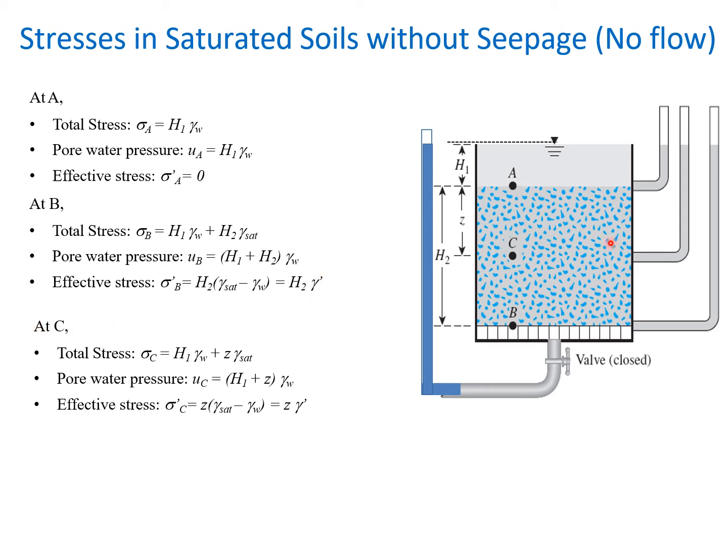Similarly at point C, which is this one, the total stress sigma C is equal to gamma W H1 plus gamma saturated into Z. Pore water pressure, that is because of water, so gamma W multiplied by (H1 plus Z). Then the effective stress is equal to this one, (gamma saturated minus gamma W) multiplied by Z, or replacing it by gamma dash or gamma submerged, so Z times gamma dash.